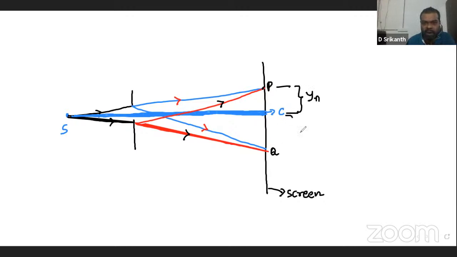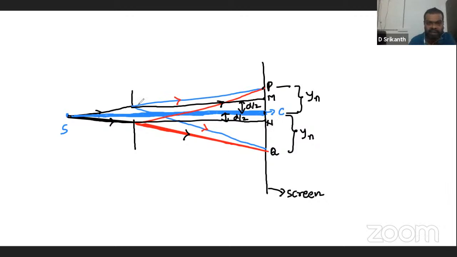And similarly in the bottom. Now here you can see, if I draw a perpendicular, I am calling it as M, this distance as d by 2. And similarly, I'll draw a perpendicular here. This distance is also d by 2. I'll call it N.